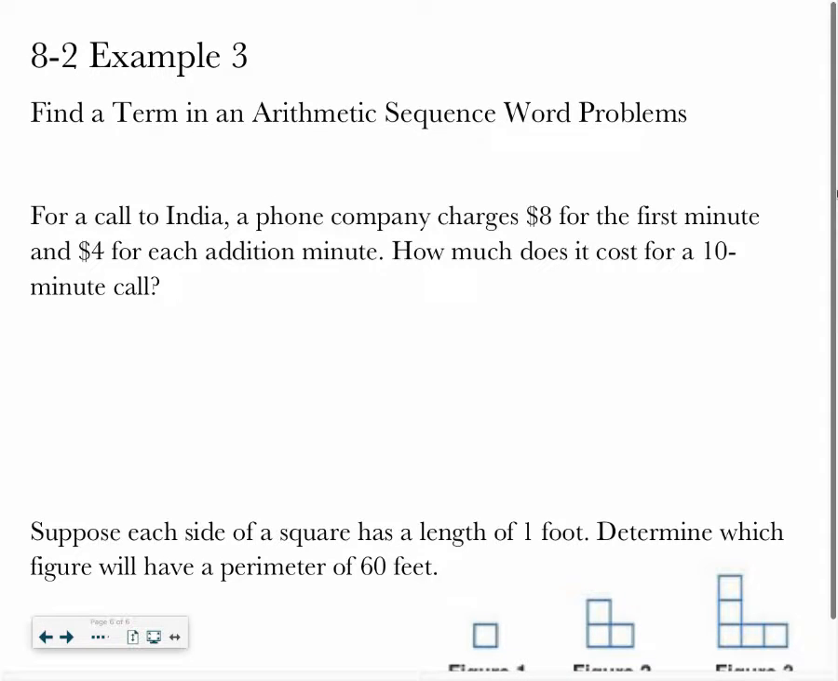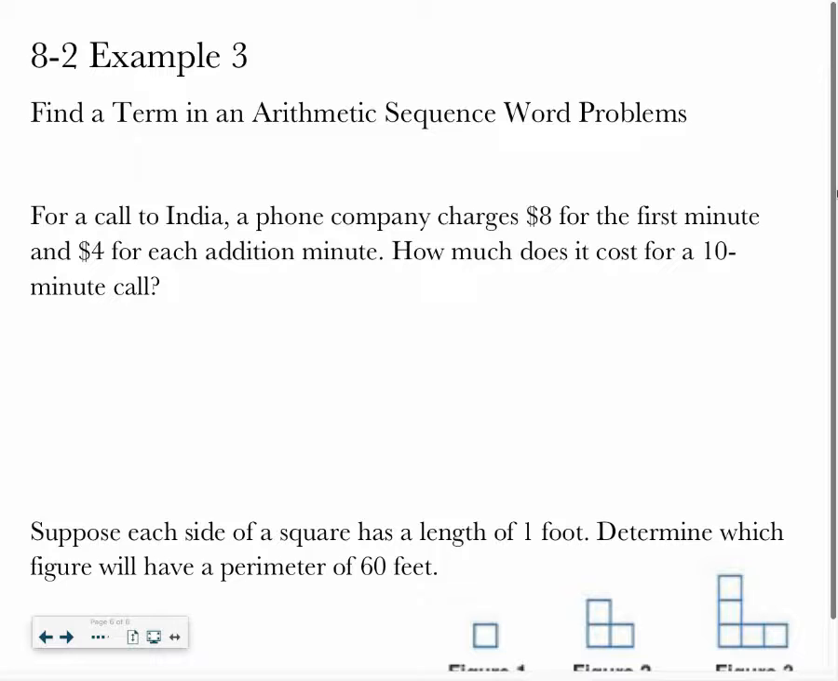Hello everyone, welcome to lesson 8.2, example 3. This time we are going to determine an arithmetic sequence with word problems, okay? So it's basically the same thing we did in example 2, but instead of being given a list of numbers, we are given a word problem. So let's look at our first one.